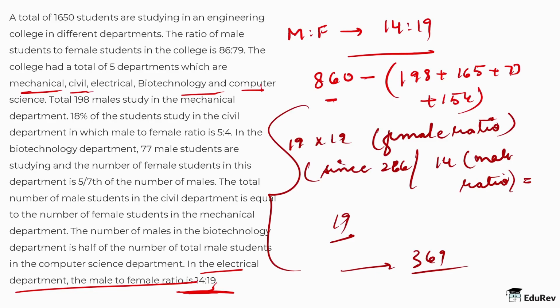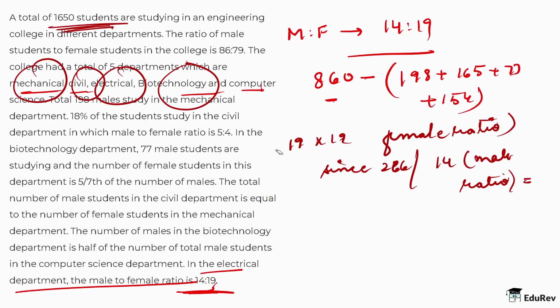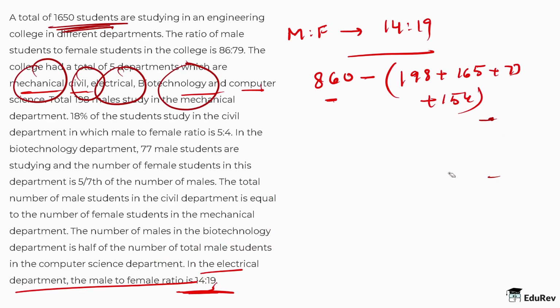Now the way we calculated the males in the electrical department, we can calculate the number of females in your computer science department. We just need to subtract the total number of females present in your mechanical, electrical, civil and biotech from the total females present in your college. So when I'm going to do that, it will be what? I just have to erase a little bit of this to do a few calculations.